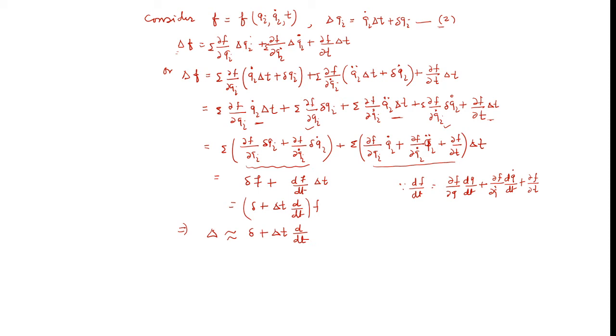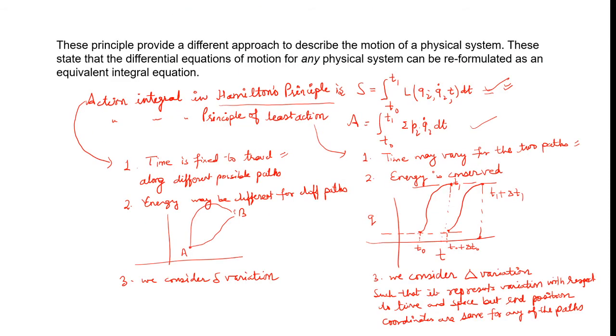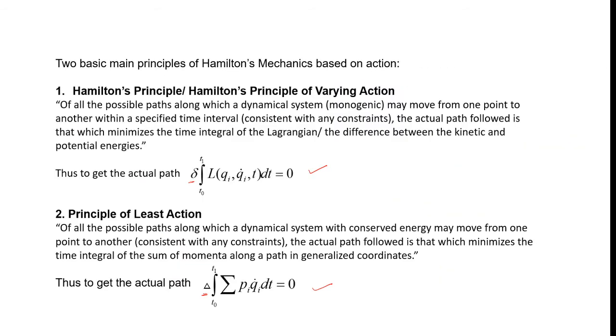Now for the principle of least action, we have some conditions. First one is that energy is conserved. The second one is that time is constant, paths may be different. You have to find the actual path. There may be many paths between the two points when a system point is moving from one point to another point.